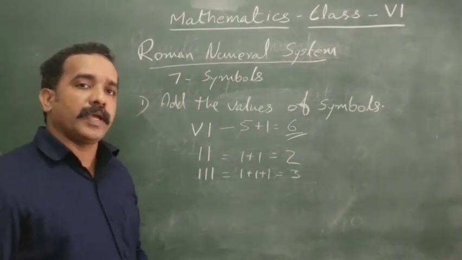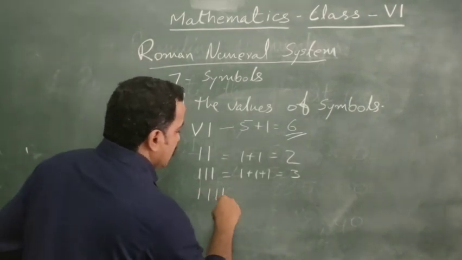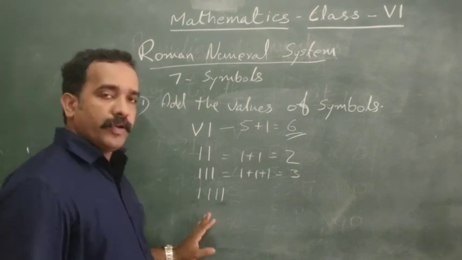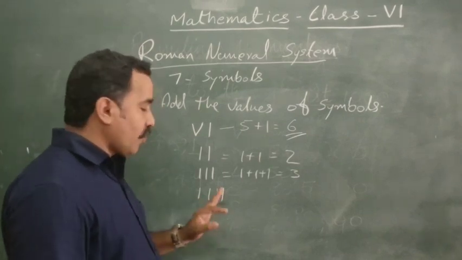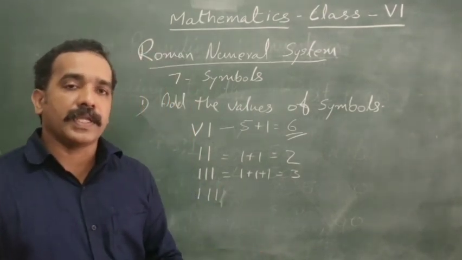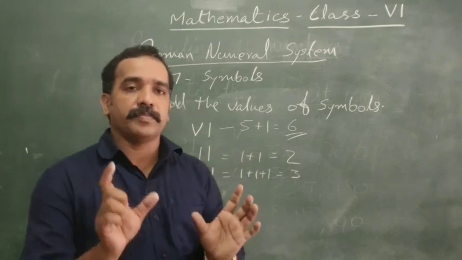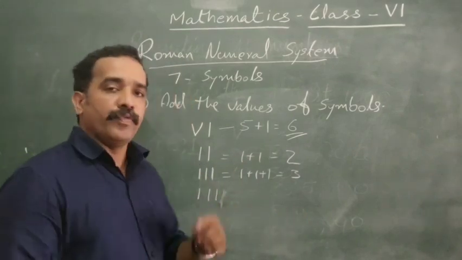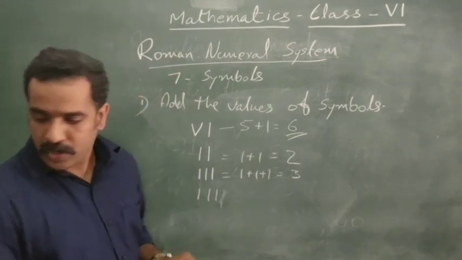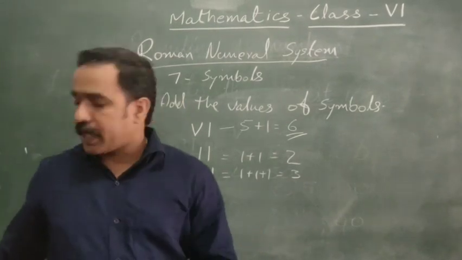Then how can we make 4? Is it correct? Can you write 4 like this? No, we cannot write 4 like this, because there is another rule that we cannot repeat a symbol more than 3 times. Maximum 3 times in a row we can repeat a digit. So to make 4, what do we have to do? There is another method, subtracting the digit.